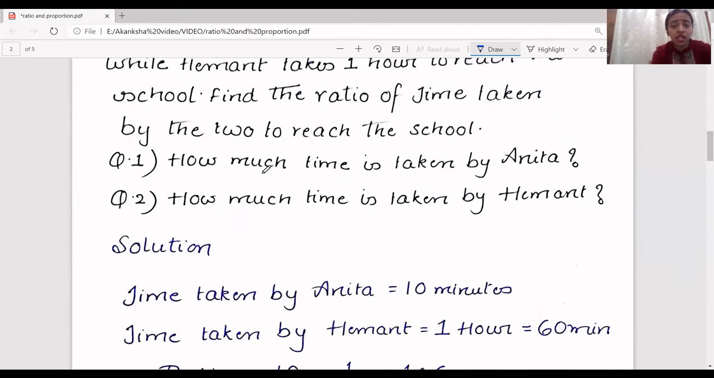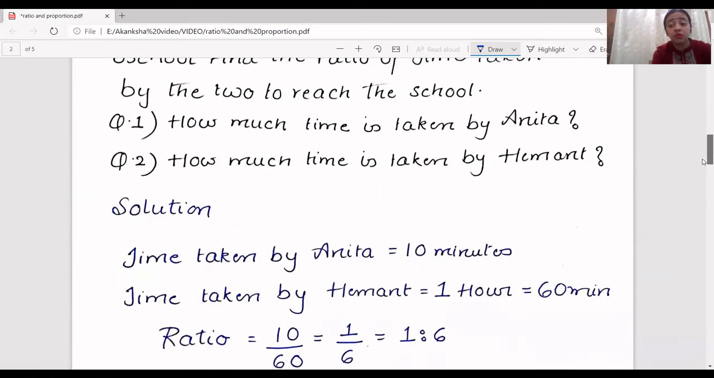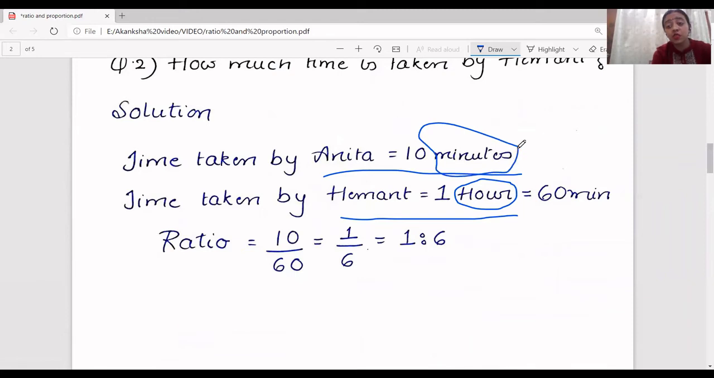The question also tells us how much time is taken by Anita and how much time is taken by Hemant. How much time is taken by Anita? 10 minutes are taken by Anita. And how much time is taken by Hemant? 1 hour is taken by Hemant. So let's move ahead to finding out the ratio between the two. Time taken by Anita is 10 minutes and time taken by Hemant is 1 hour. Now, the quantities are not in the same units. So we'll be converting hour into minutes.